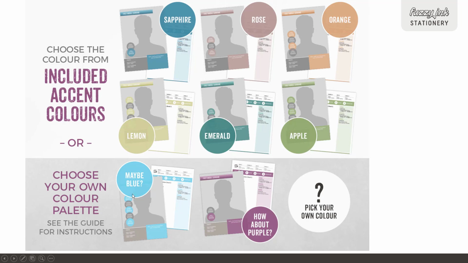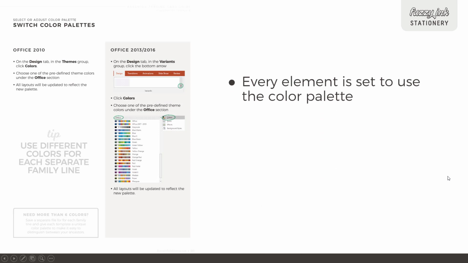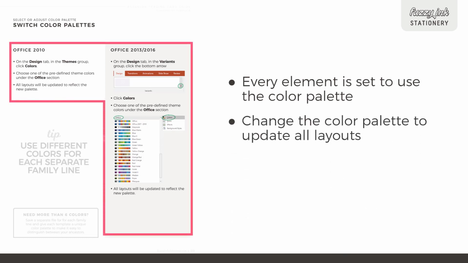Or maybe you do want to choose your own. So switching to use a predefined color palette is pretty easy. Every element of the template has been set to use a shade from the color palette. Changing the color palette is going to update all of the layouts, so you only need to do it once. And you can select a predefined color palette because a number of them would have been installed when you added Office to your system. Let's take a look at that in action.